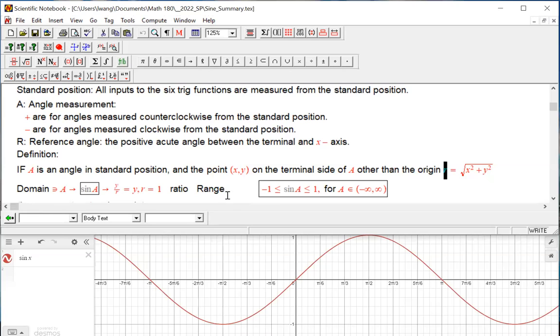So without further ado, I hope this lesson is helpful for us to have an overall picture from the functions perspective for sine. If you have any questions, please don't hesitate to reach out to me, so I can make more recordings for you to help our understanding of the subject matter.